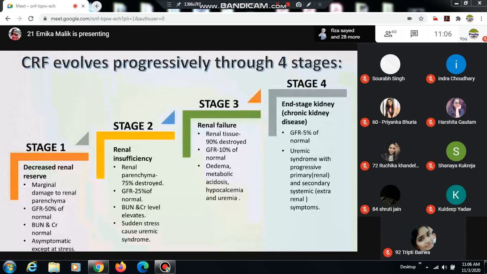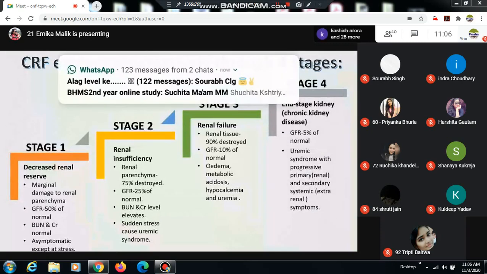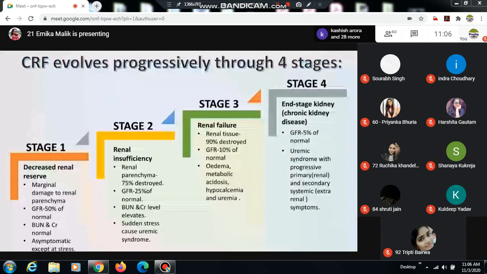In stage 1, GFR is 50% of the normal. In stage 2, GFR is 25% of the normal. In stage 3, 10% of the normal. And in stage 4, the GFR is 5% of the normal. BUN and creatinine levels are normal at the first stage and elevate in the further stages.